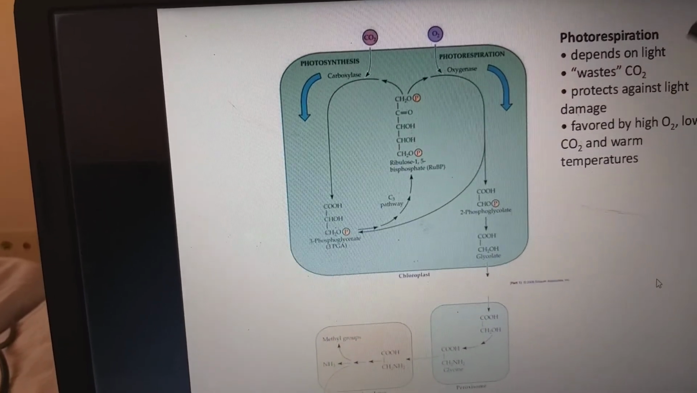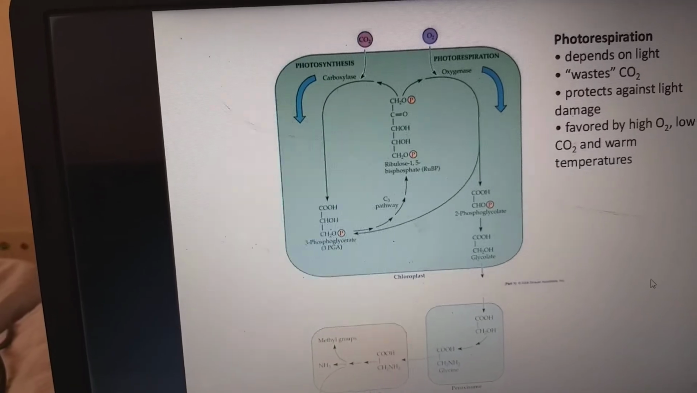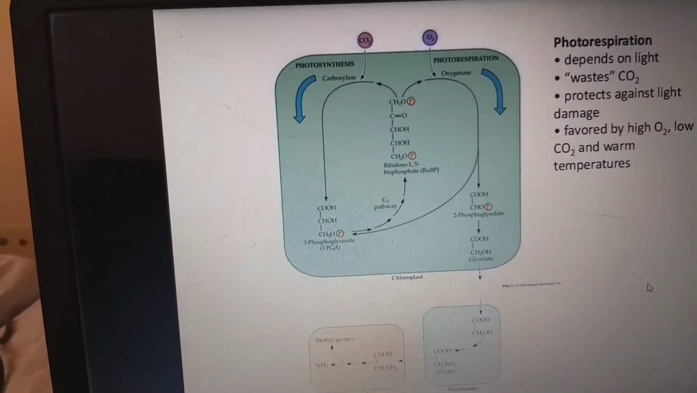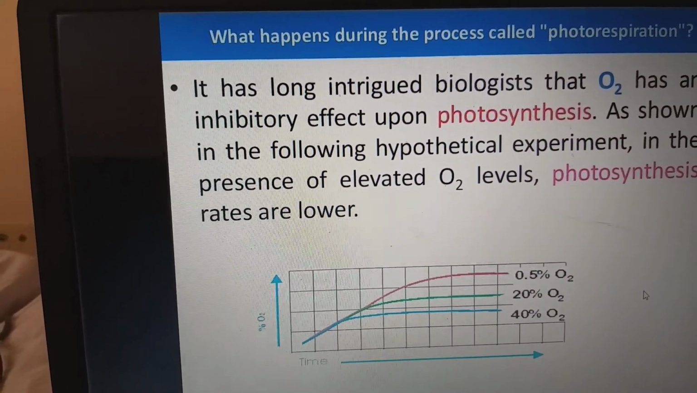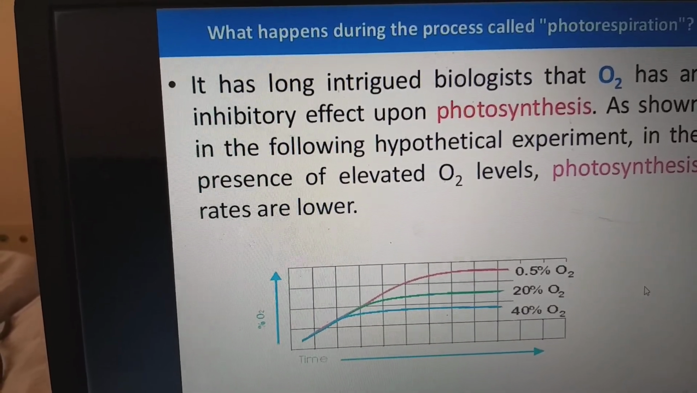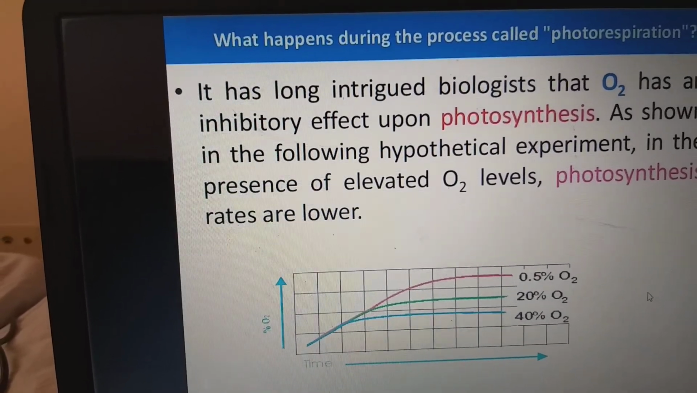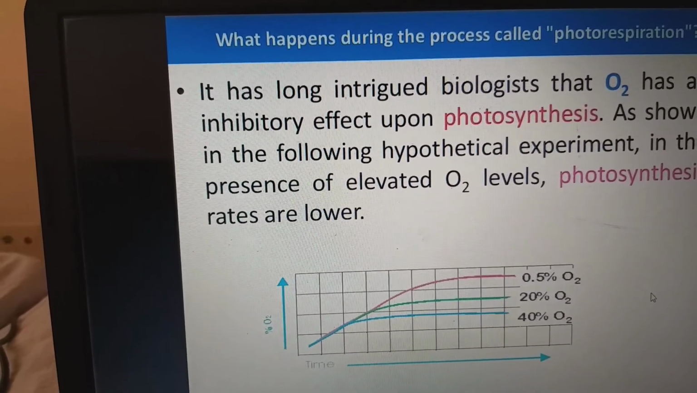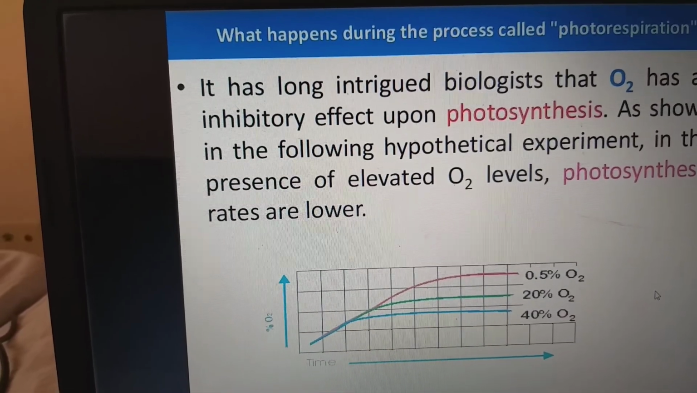So it wastes the CO2, protects against light damage, and is favored by high oxygen, low carbon dioxide and warm temperatures. At this phase only, photorespiration is possible. What happens during photorespiration? It has long intrigued biologists that oxygen has an inhibitory effect upon photosynthesis. With the presence of oxygen, it is converted into photorespiration. As shown in the following hypothetical experiment, in the presence of elevated oxygen levels, photosynthetic rates get lowered.